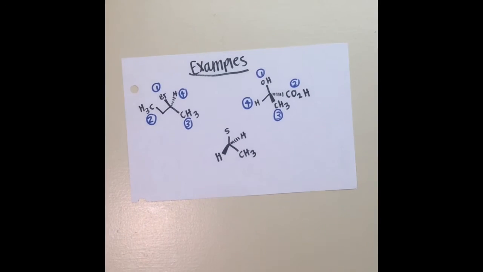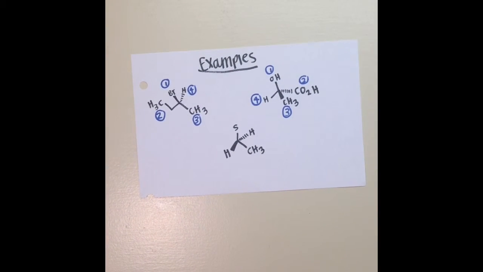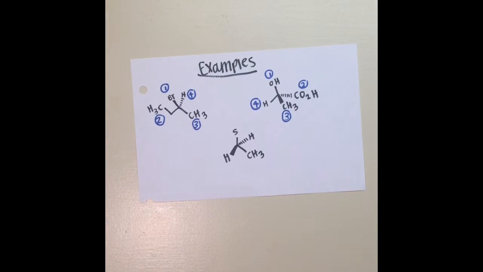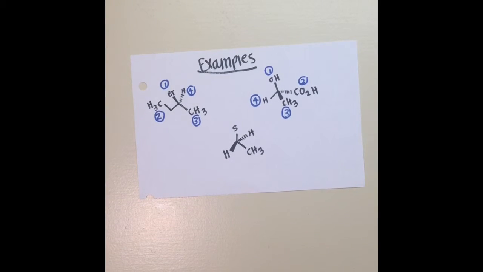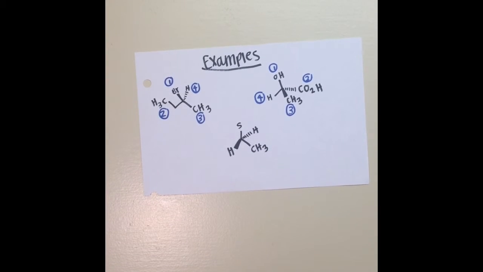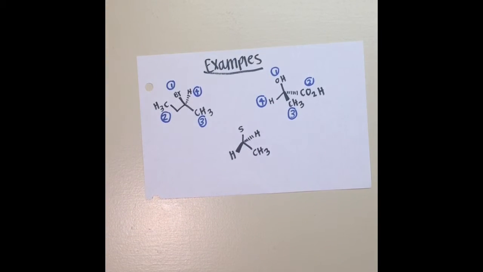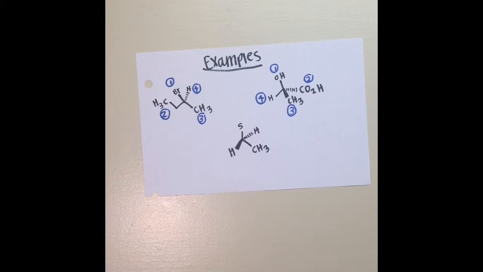So now, in order to define if these are R or S, you take the lowest priority and point it away from you, and then depending on how it goes from 1 to 2 to 3, if it is clockwise, then it is R. If it is counterclockwise, then it is S. That is with the lowest priority group pointing away from you.